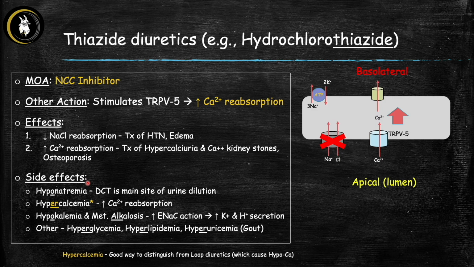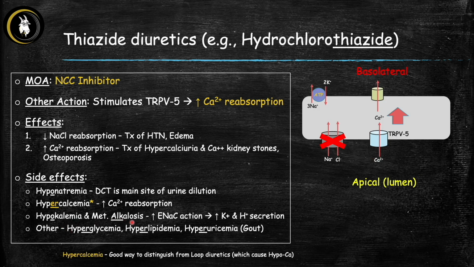So now let's talk about the side effects of the thiazides. So their main side effects are hyponatremia. Hyponatremia is low sodium levels in the blood that can happen with any of these diuretics, but the most common ones are the thiazide diuretics. They can also cause hypercalcemia because they're going to increase calcium reabsorption. They can also cause hypokalemia and metabolic alkalosis.